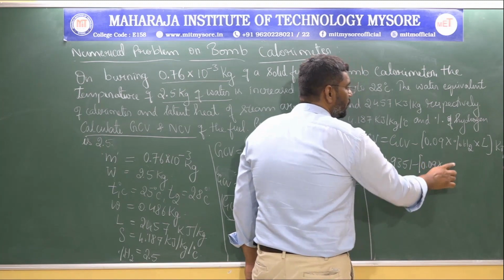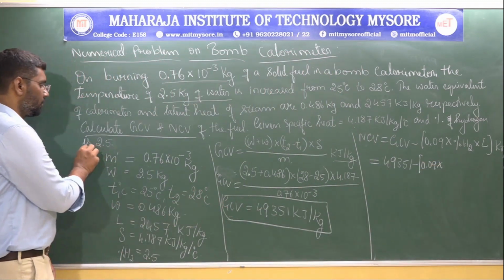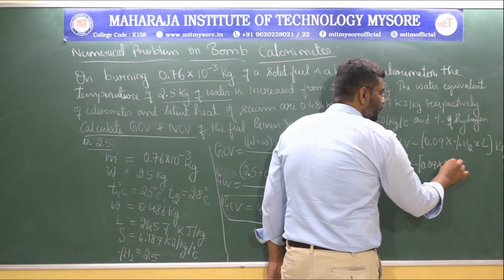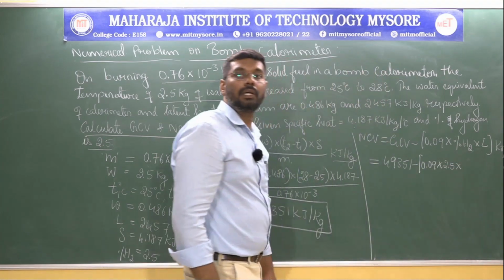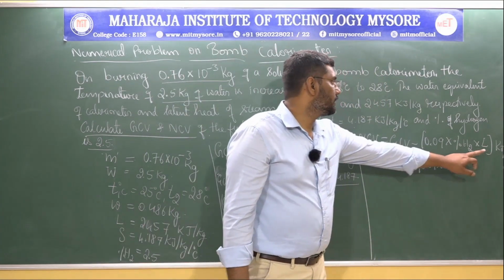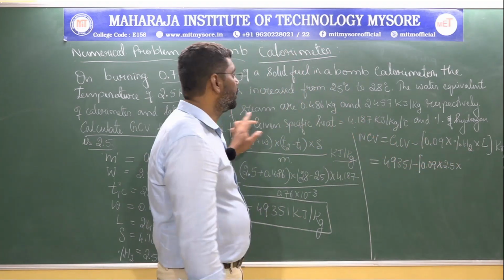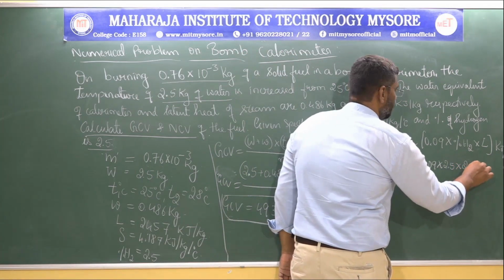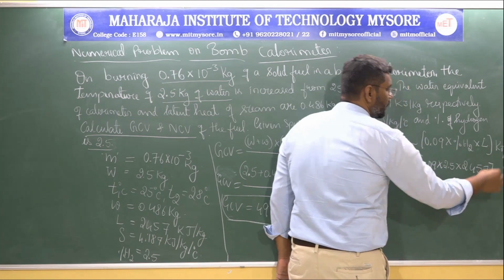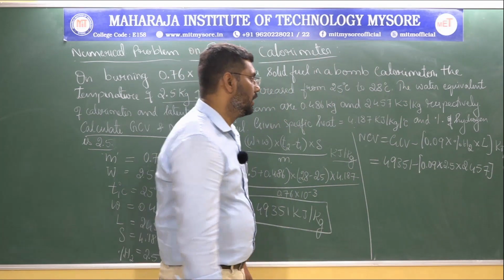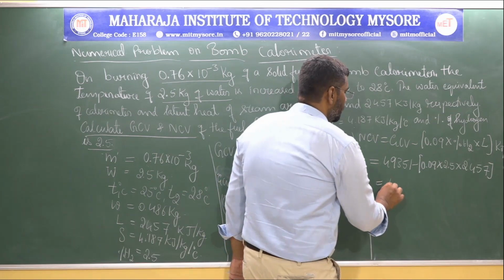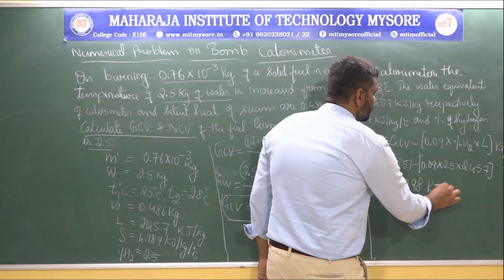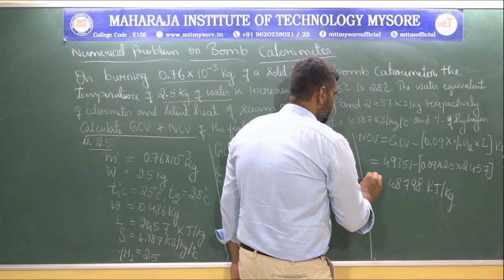0.09 into what is the percentage of hydrogen he has provided. So the percentage of hydrogen is 2.5. So here it is 2.5 into what is L? L is nothing but the specific latent heat of steam. So he has provided the latent heat of steam as 2,457 kilojoules per kg. If you simplify this, you will end up with 48,798 kilojoules per kg as NCV.